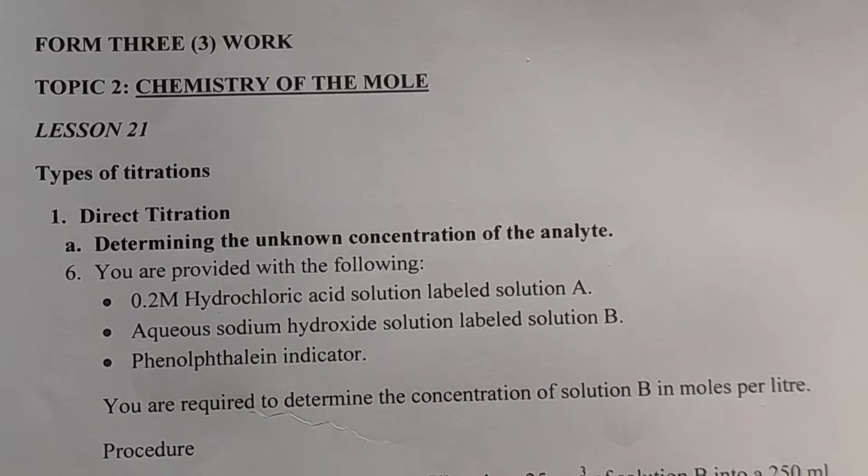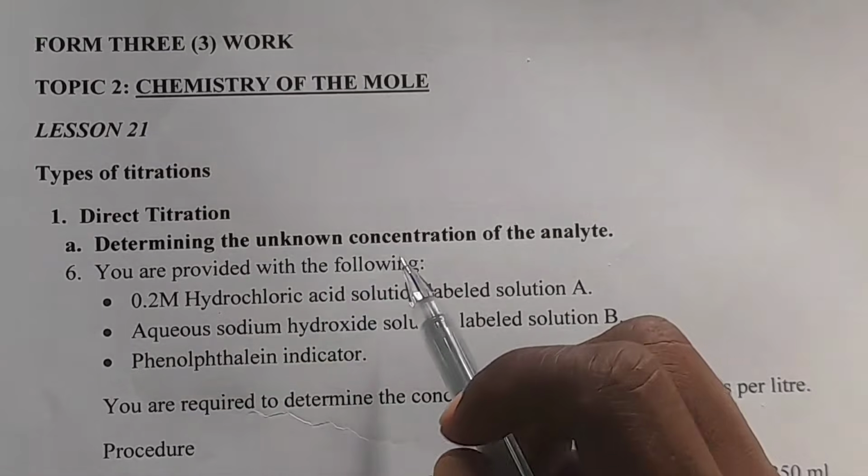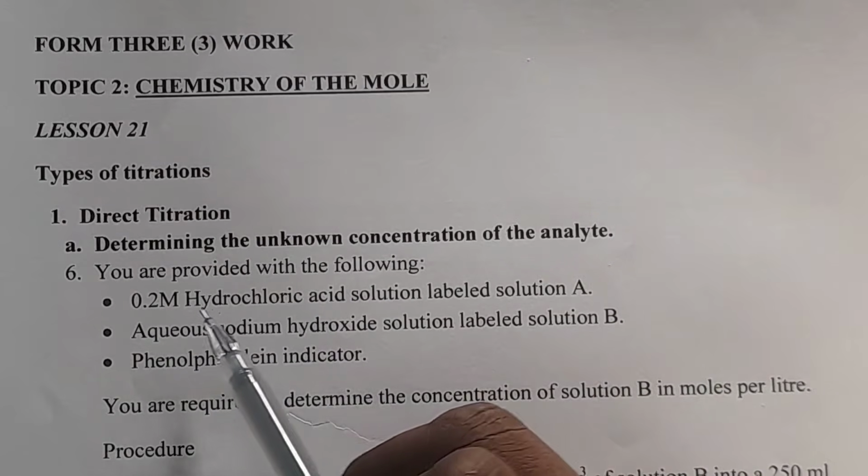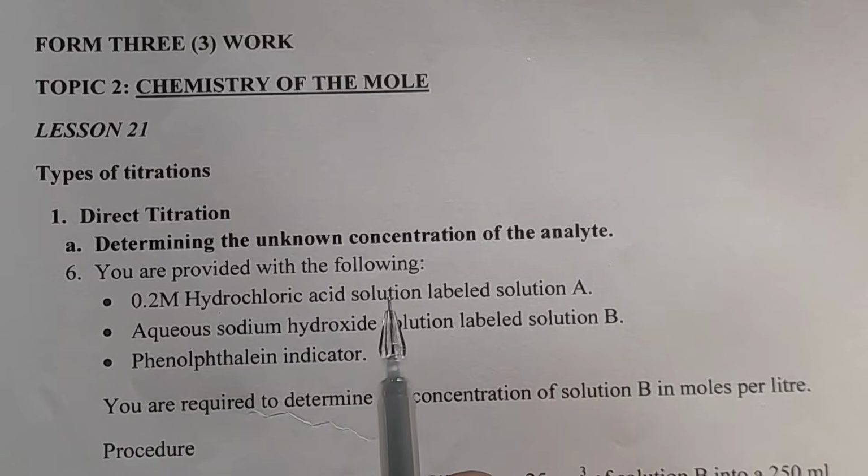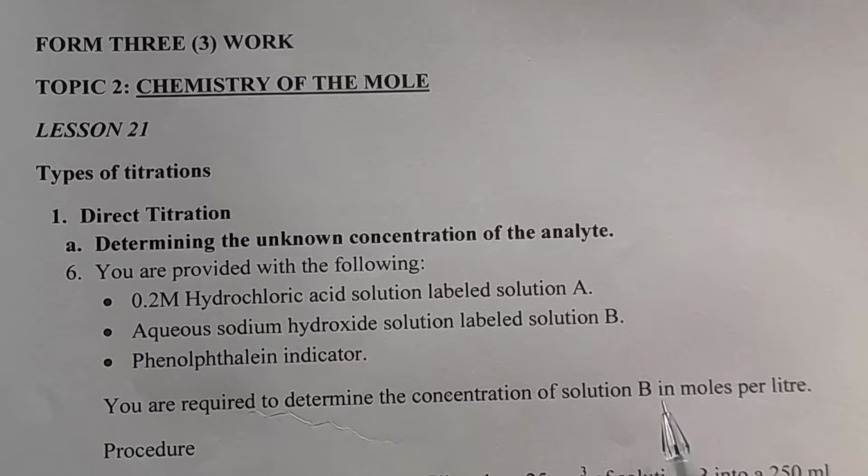To read the question, we are told you are provided with the following: 0.2 molar hydrochloric acid solution labeled solution A. We are also given aqueous sodium hydroxide solution labeled solution B. We are also given phenolphthalein indicator. The aim of the titration is that you are required to determine the concentration of solution B in moles per liter.